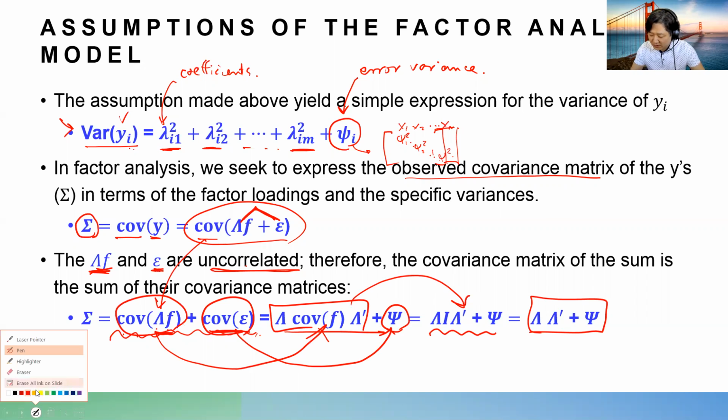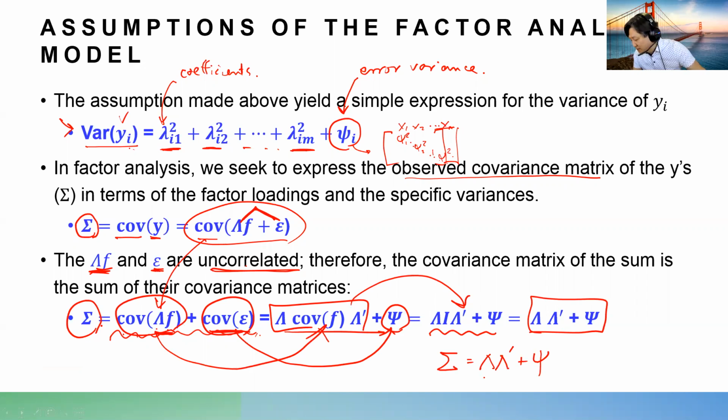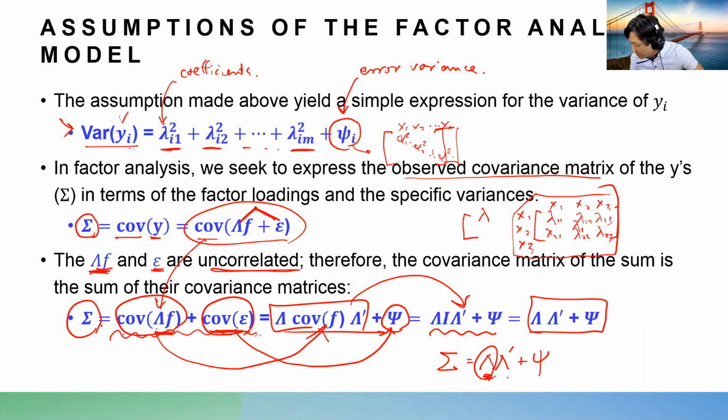So what you need to remember is the covariance matrix. This is the factor loading matrix, right? So loading 1, for example, for x1, x2, x3: loading 1,1, loading 1,2, loading 1,3, loading 2,1, 2,2, 2,3, right? So we can have a factor loading matrix. And then if you transpose it and add error variance, that is the covariance matrix of the factor model.